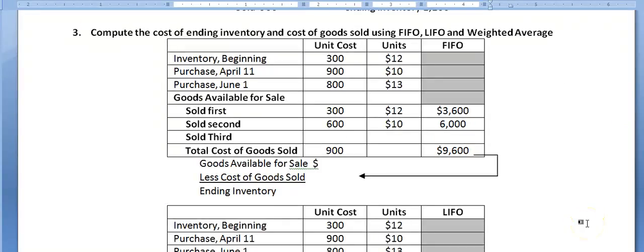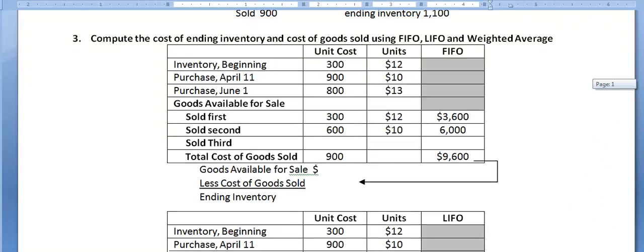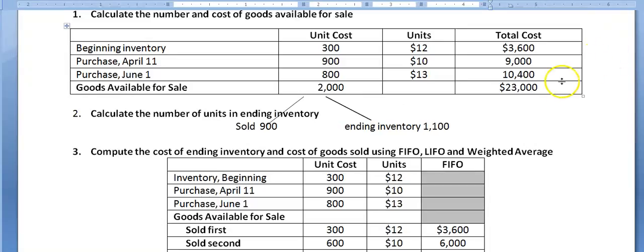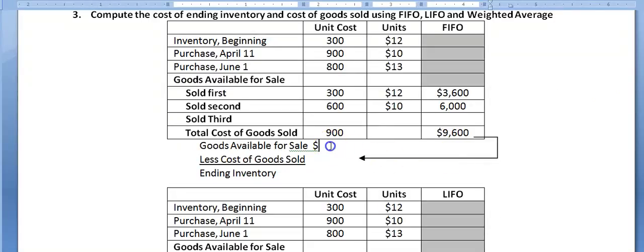Okay, now how do we calculate the cost of the ending inventory? If you're sharp, you might have noticed that I moved my arrows. I had an error in the worksheet. So let me scroll up here and get our cost of goods available for sale. This is the total value associated with the units we had available for sale, 23,000. If I subtract from that the cost of what we sold, 9,600, then I'll have the cost of what's left, which is our ending inventory. If we subtract that out, that would be $13,400.